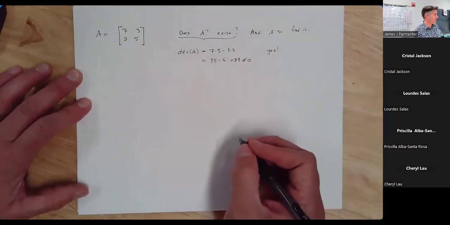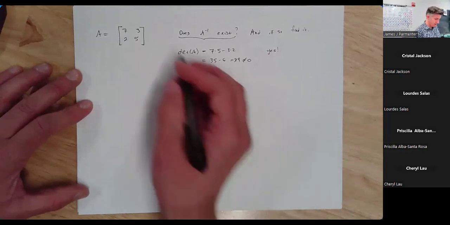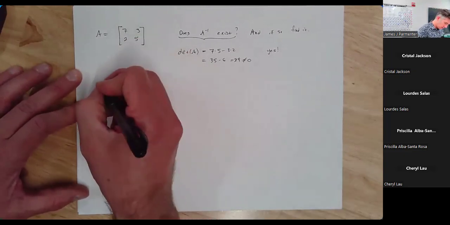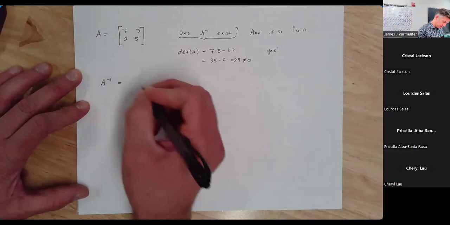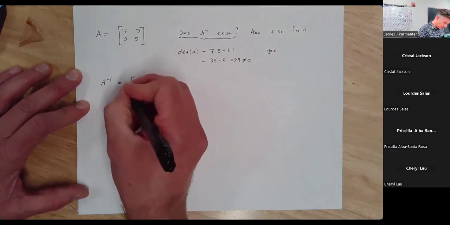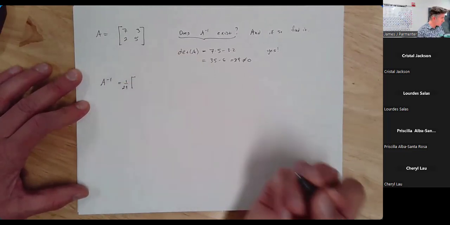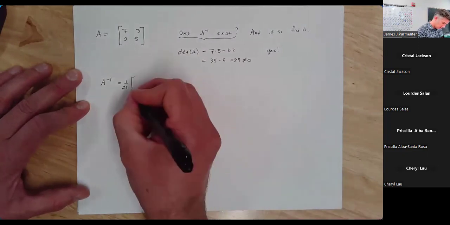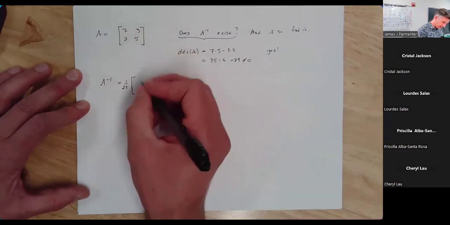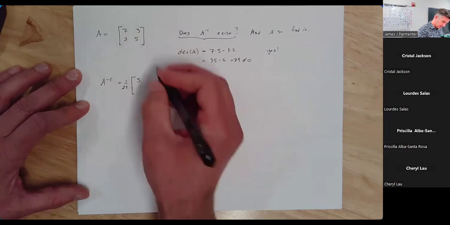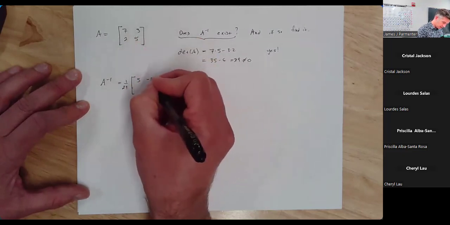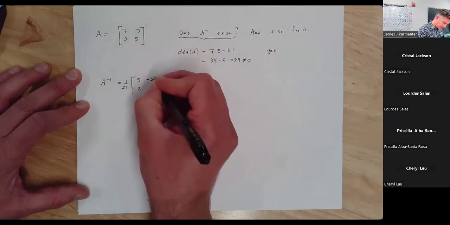And we're going to find it by just throwing this matrix into that formula. So A inverse in this case is going to be 1 over 29, 1 over the determinant that we just found. And then we're going to switch the 7 and 5. And the 3 and 2, they change the sign. So you have a -3 there and a -2 there.